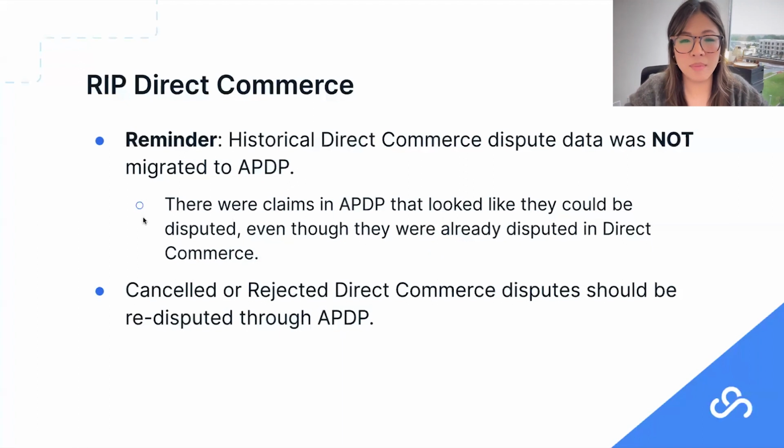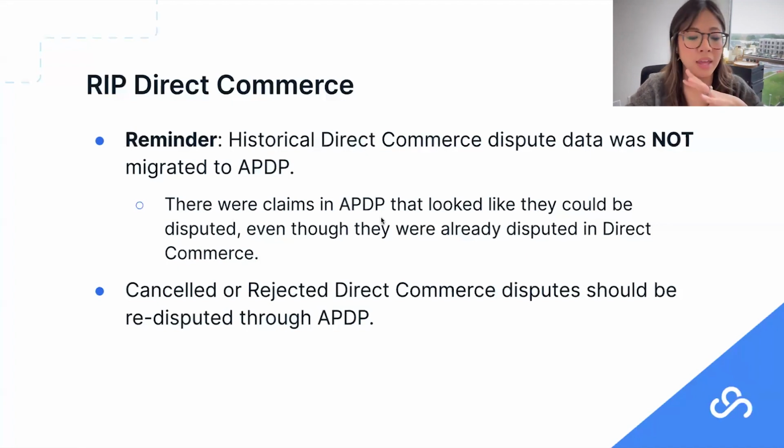Direct commerce has been sunset for a while, so hopefully this shouldn't impact too many of you. But for those of you who are in the know, Walmart does have about a 2-year statute of limitations, so to speak, on how long you can actually dispute a claim. When they made the shift from direct commerce to APDP, historical dispute data was not migrated to the new system.